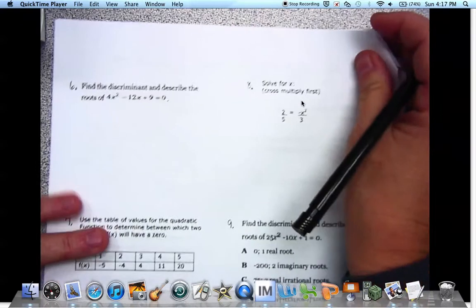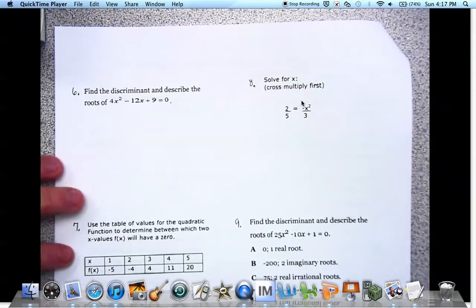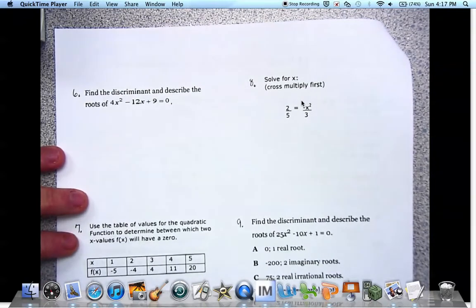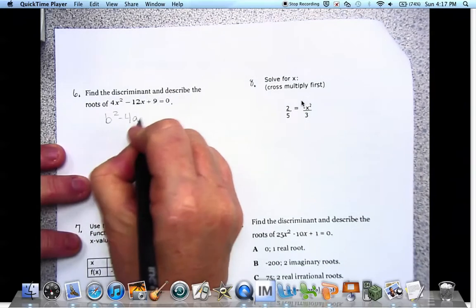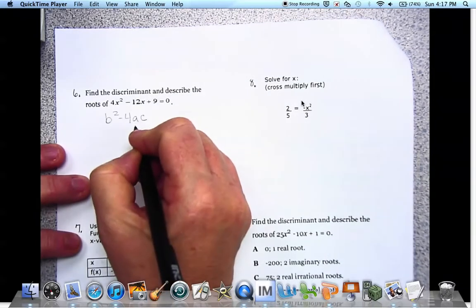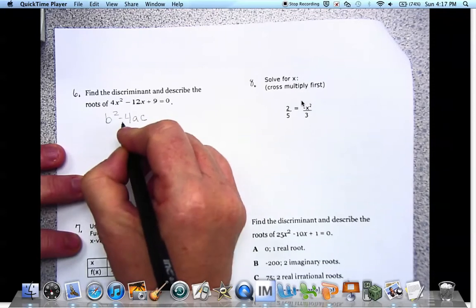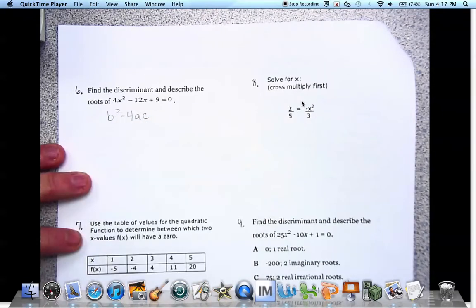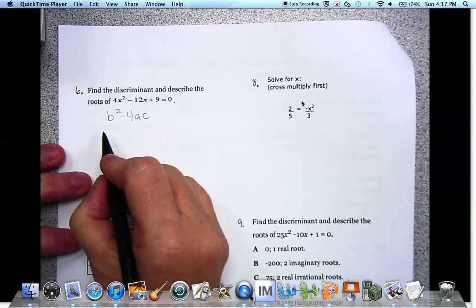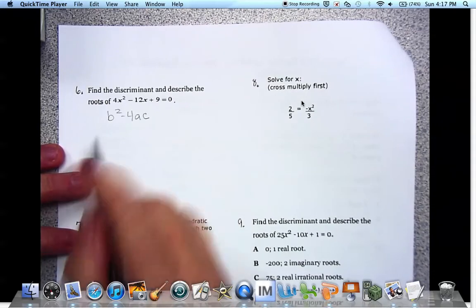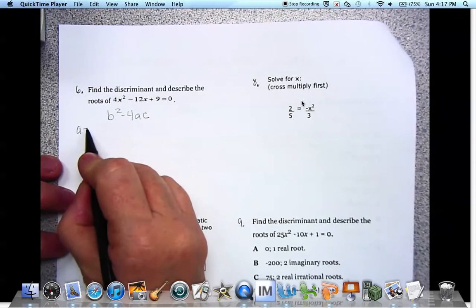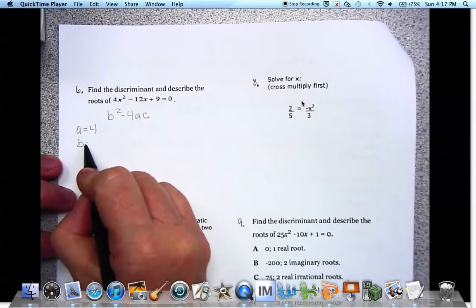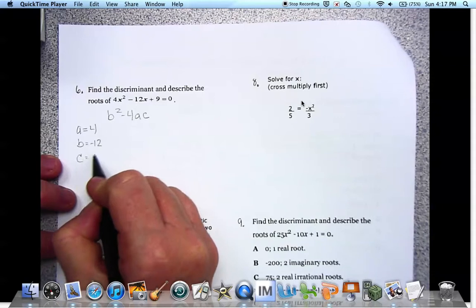Okay, find the discriminant and describe the roots of 4x squared minus 12x plus 9. The discriminant is b squared minus 4ac. Now this is on your formula chart. You look for quadratic formula, and it's the part underneath the square root. Okay, so we're going to plug in. Well, we need to write down what a, b, and c are. A is 4, b is negative 12, and c is 9.